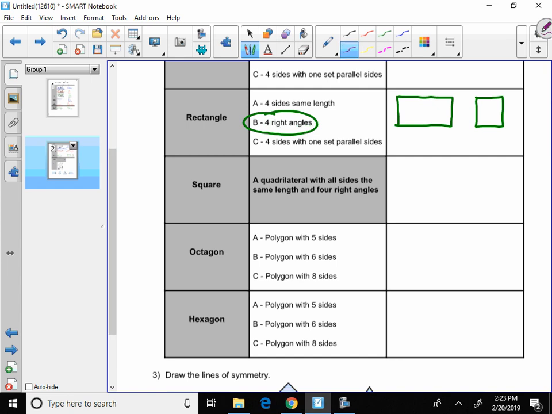A square is very specific. It's got to have four sides. All the sides are the same length, and it has four right angles. And the only thing that matches that is a square. So that's the only thing you could draw.